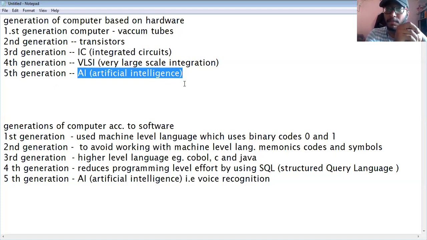The best example of your AI is voice recognition. According to your textbook, they just give voice recognition, but with the recent technology, they started using fingerprint scanners. As you know, in a laptop you can use fingerprint access. That means there is no need of entering your password. You can also use iris recognition, which means your eye scanning will be done, and according to the eye scan, you will be recognized and then only your PC will open.